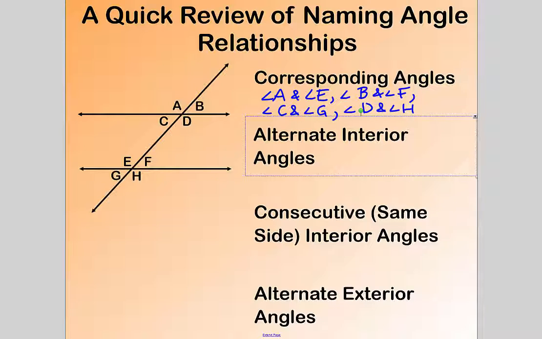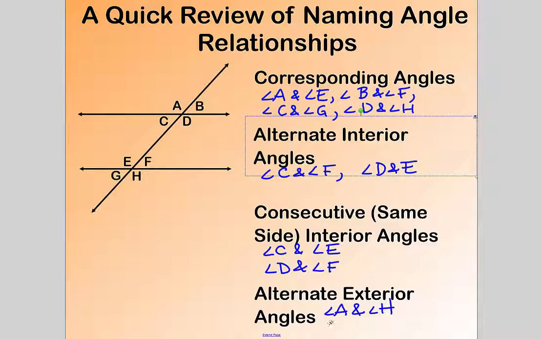My alternate interior angles are, the pairs are C and F and D and E. My consecutive or same side interiors are C and E and D and F. And the alternate exterior angles are angle A and angle H, angle B and angle G.